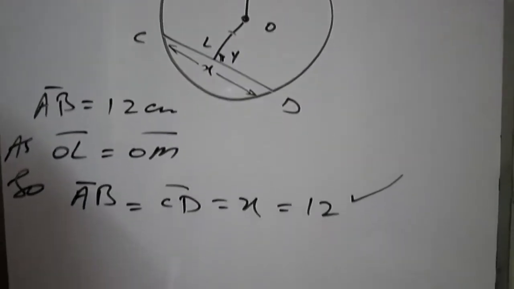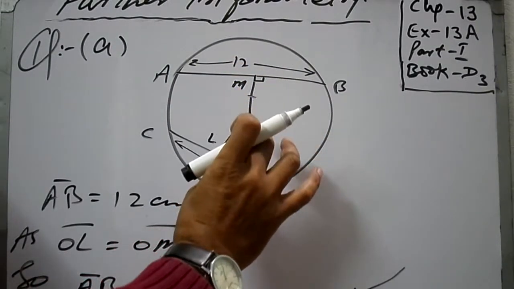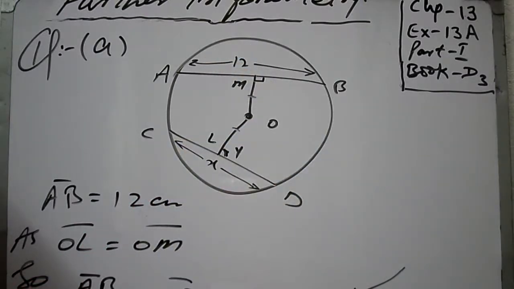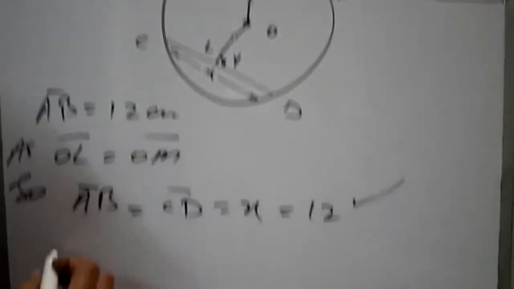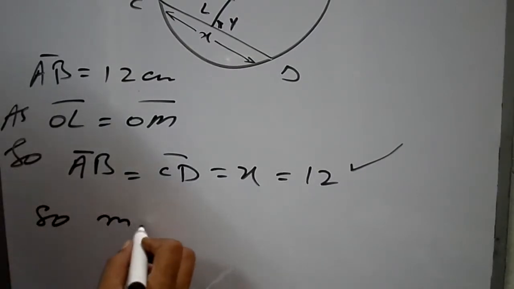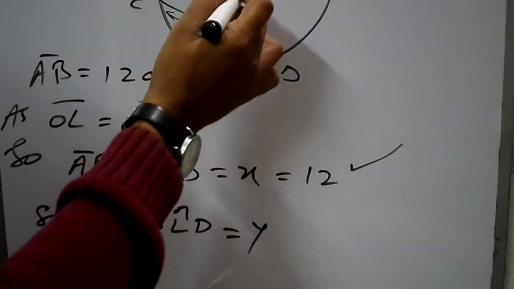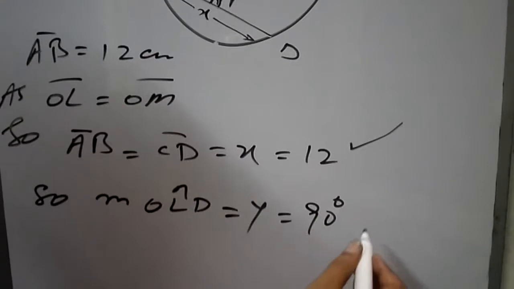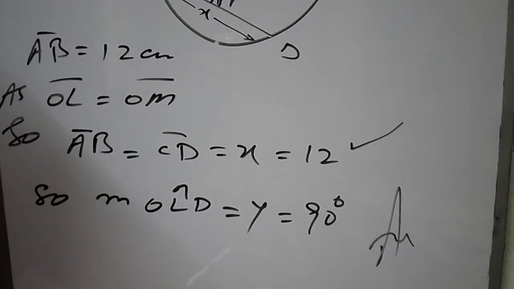Similarly, OL and OM are parts of radii, so they are perpendicular to the chords, which means definitely they make a 90 degree angle. Due to property number 1, the angle OLB, which is y, must be equal to OLD. So this angle must be equal to 90 degrees due to property number 1. So that is your result. Now coming to the next part.